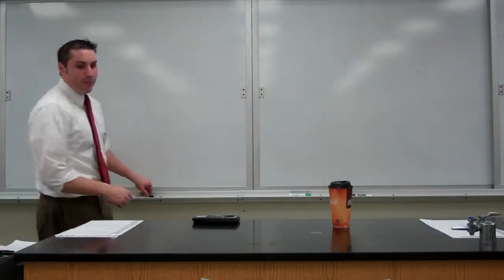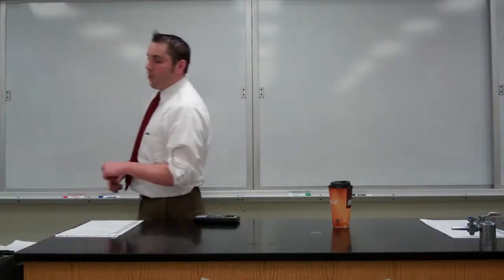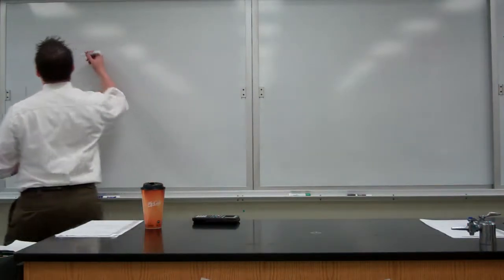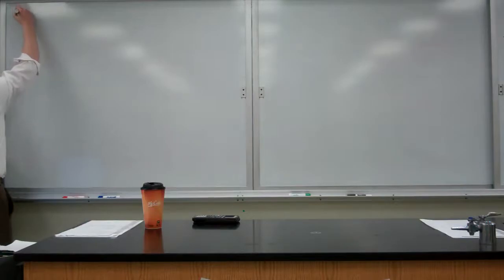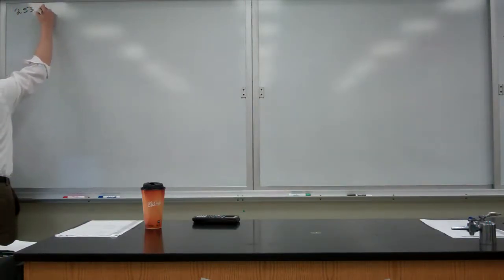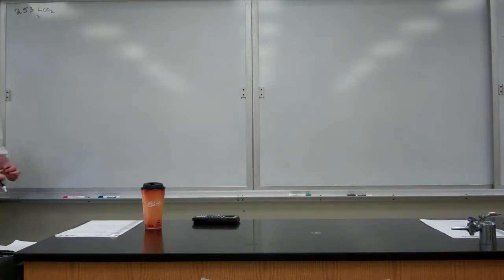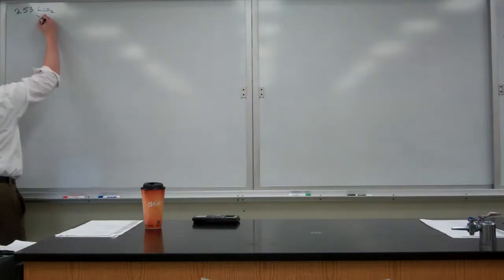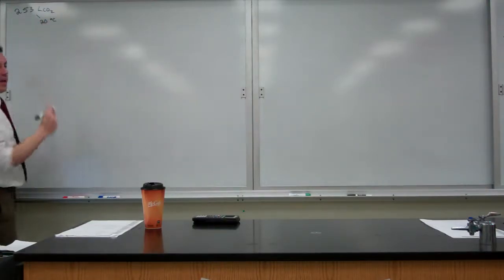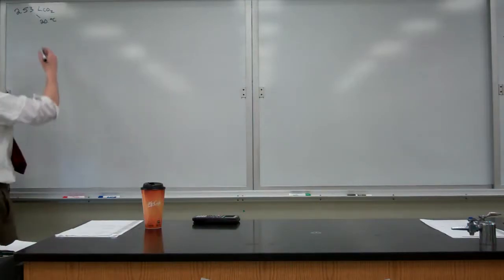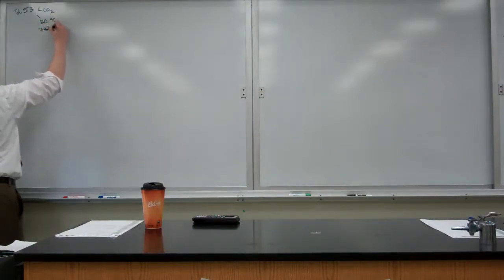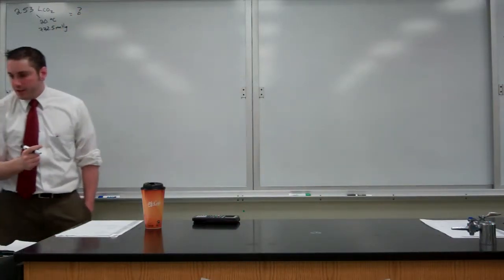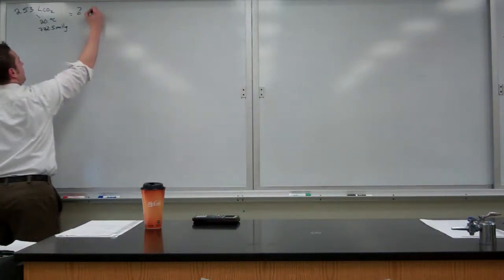First thing I'll do in this problem is list what I know. By looking at the question, I've got 2.53 liters of CO2, and because that's a volume, it gets conditions. The conditions on that are 20 degrees Celsius and 732.5 mmHg. I am trying to find how many grams of carbon must be burned.